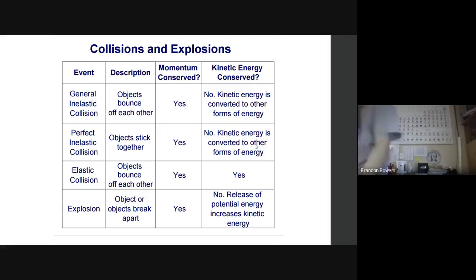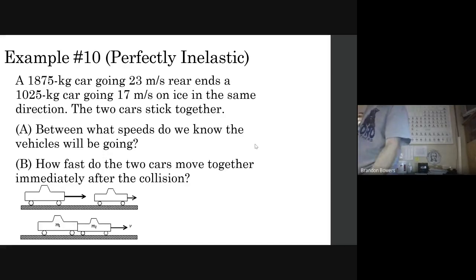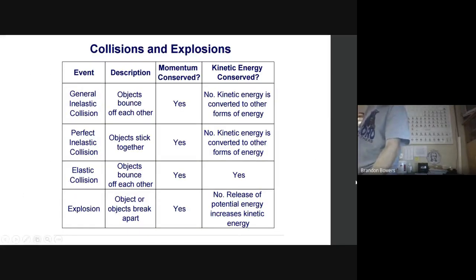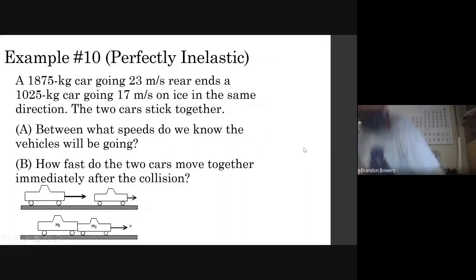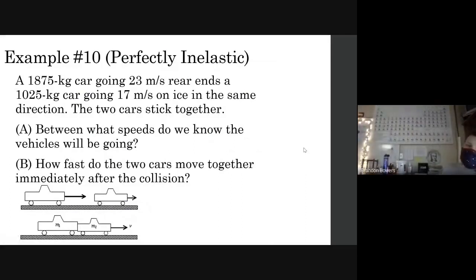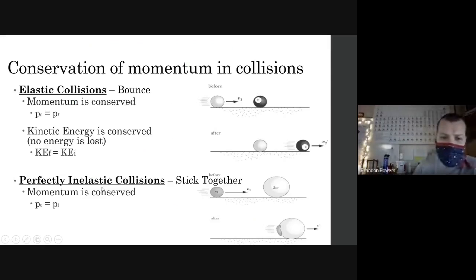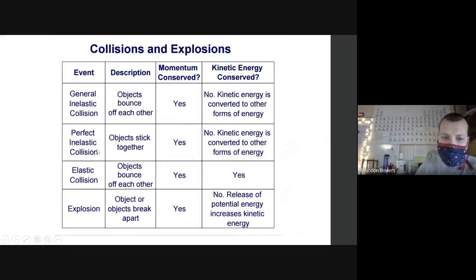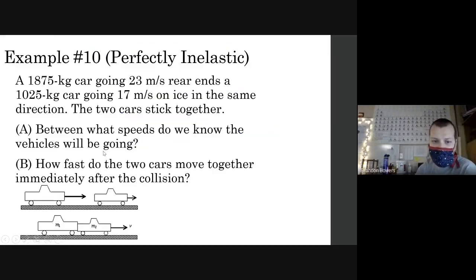Okay, so we are going to look at these different examples. To start off, we're going to look at perfectly inelastic. So let's go back. Perfectly inelastic objects stick together. Momentum is conserved, but the kinetic energy is converted to other forms. So when we look at this, the objects stick together.